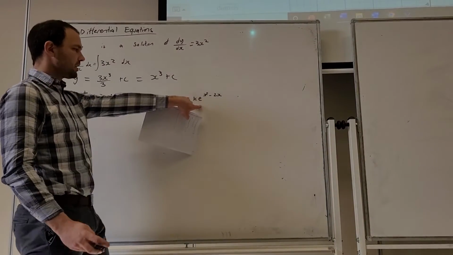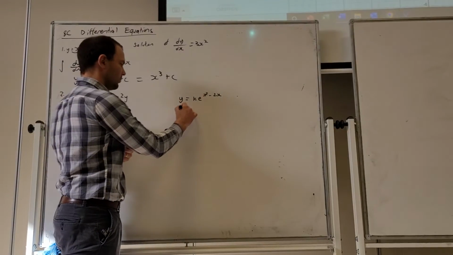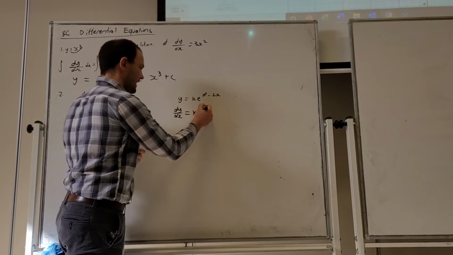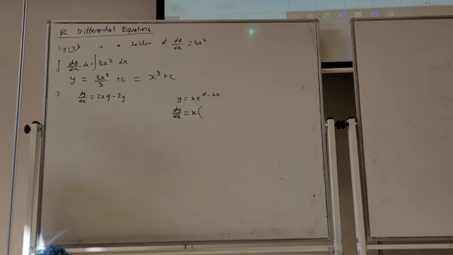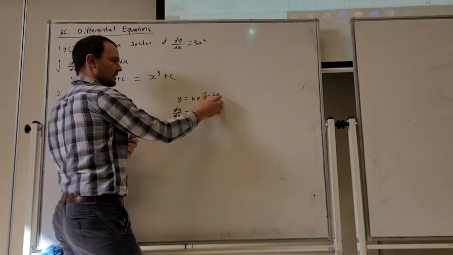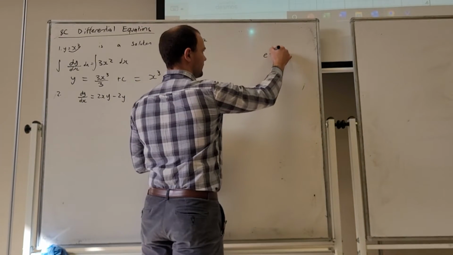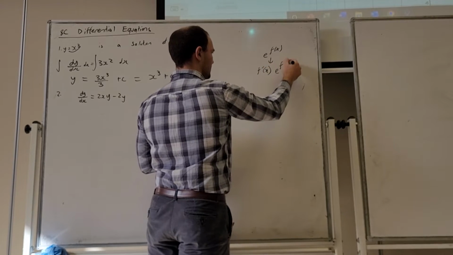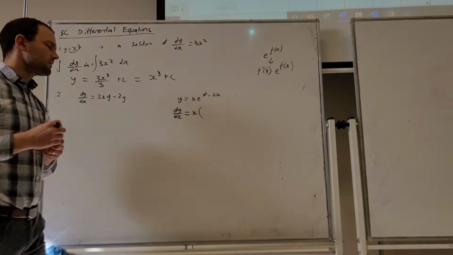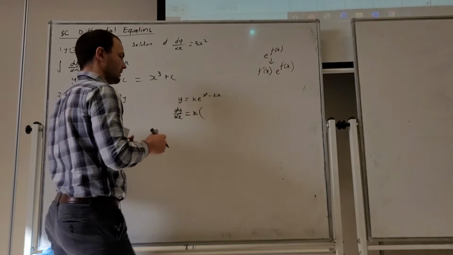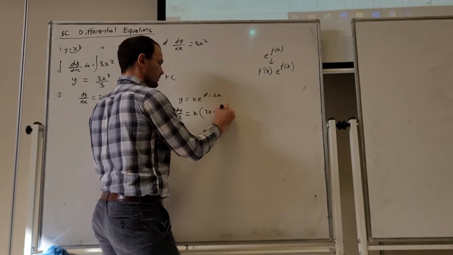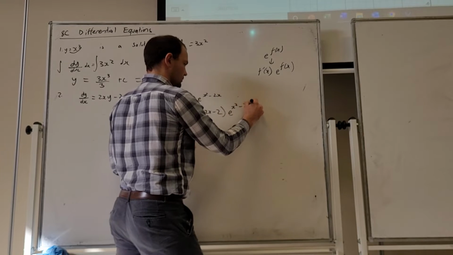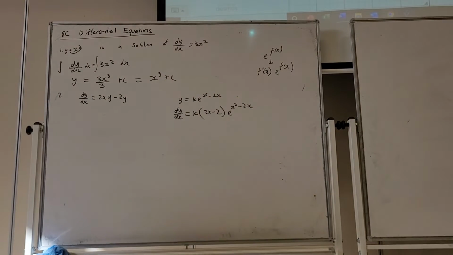So in order to differentiate here, we're going to have dy on dx is equal to k. K is just hanging out. We've got e to the x squared take 2x. So that's e to the f of x. And when we differentiate e to the f of x, the rule is it goes to f dash of x, e to the f of x. So in our circumstance here, we're going to have 2x take 2, e to the x squared take 2x. All right, that's what it simplifies to.